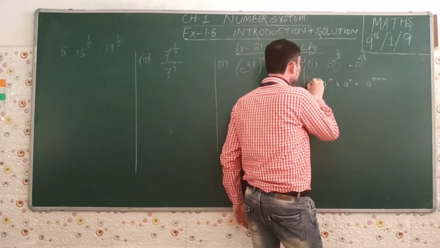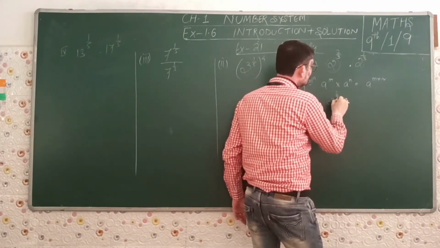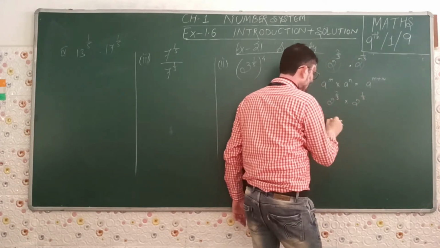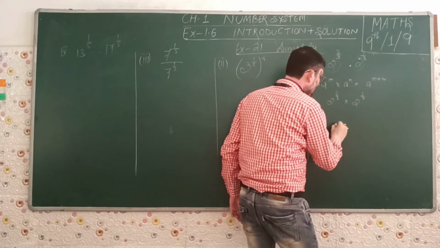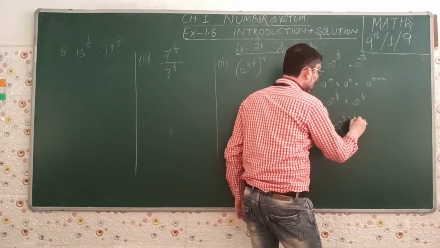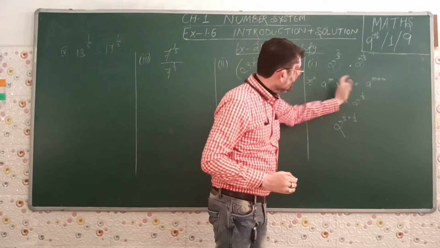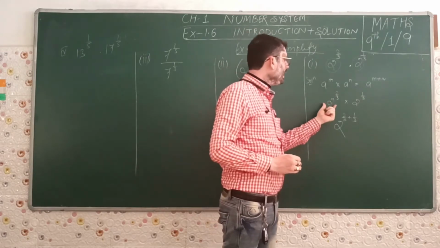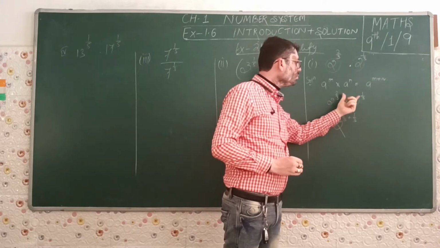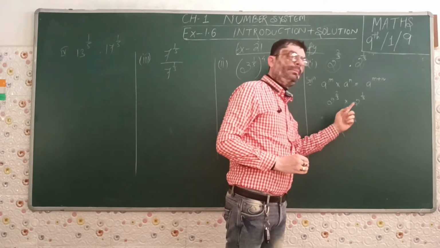What is our solution? We are applying this law. This is 2 to the power 2 by 3 into 2 to the power 1 by 3. This can be written as a to the power m plus n. So the base is 2 and the powers are 2 by 3 plus 1 by 3. Here this is my m, this is n as per the laws of exponent. The value of a is 2. So 2 to the power 2 by 3 into 2 to the power 1 by 3 can be written as 2 to the power 2 by 3 plus 1 by 3.